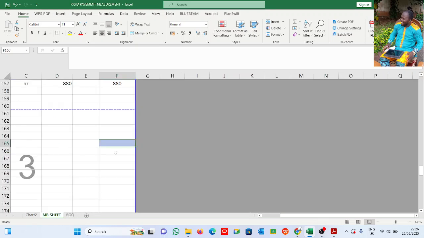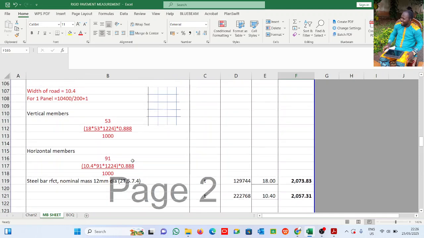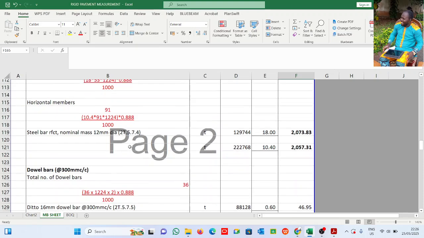All right, so this is how you measure a rigid pavement. Now you see, it's quite similar to what you have in a flexible pavement, but the flexible does not have concrete, does not have reinforcement, does not have channels. All right, but you have them in the rigid pavement.